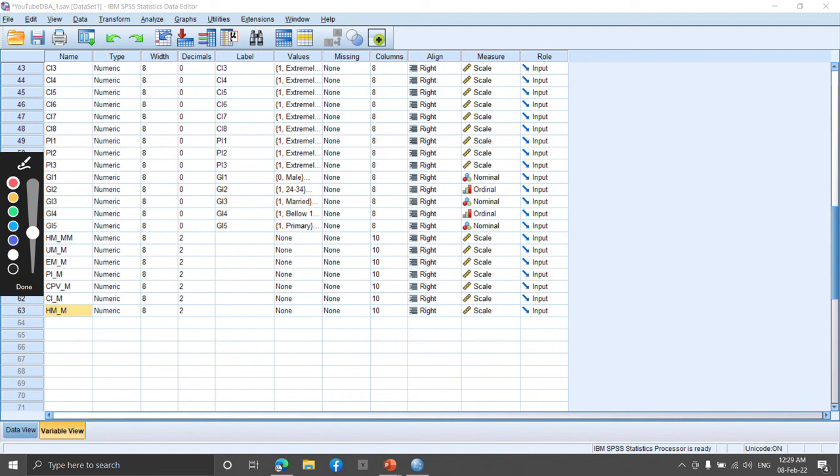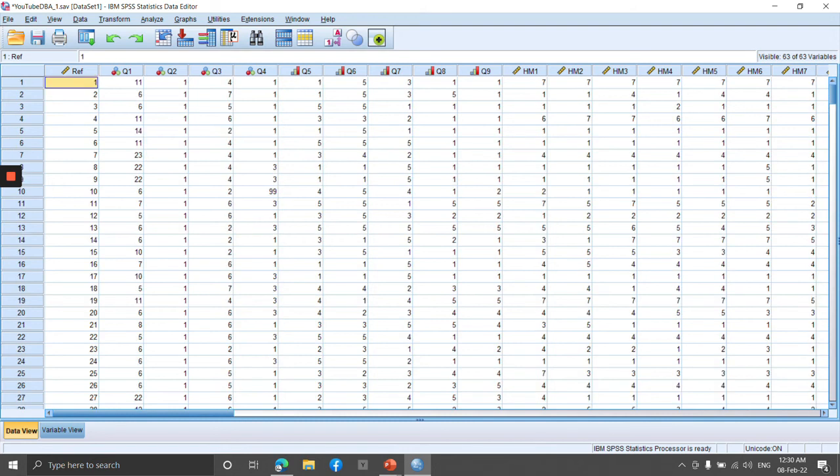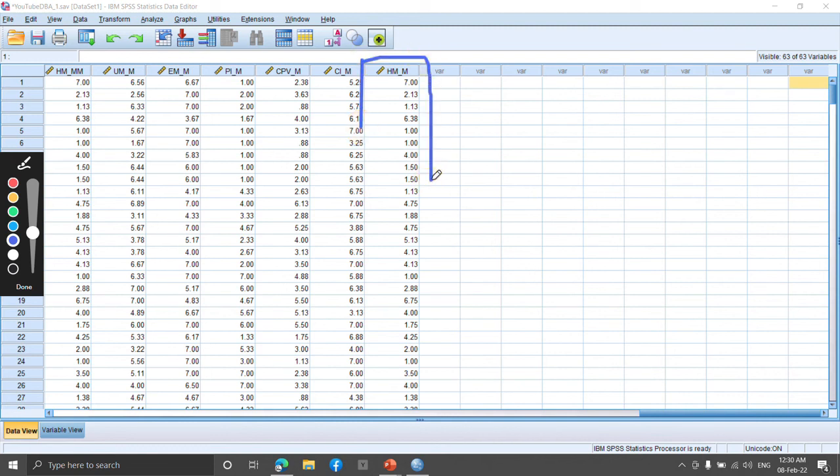Okay, now it is very clear. So now when you go to your data view, go to your last column, and the newly formed variable should be there. Right? Clear? This is your newly formed variable, and it will go up to 388. So that's it. Similarly, you have to calculate the mean value for all the 4 constructs.